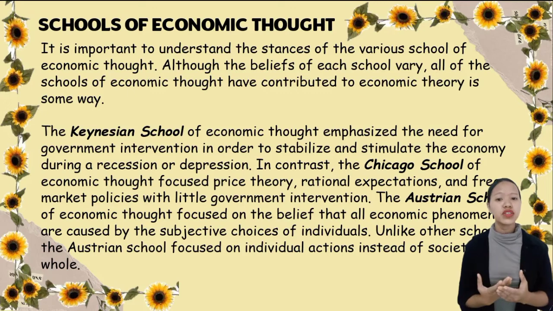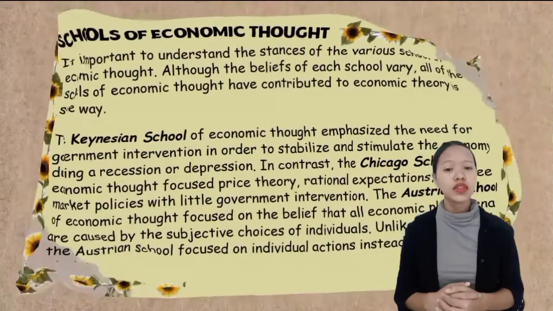And then the Austrian School of Economic Thought focused on the belief that all economic phenomena are caused by the subjective choices of individuals. Unlike other schools, the Austrian school focused on the individual actions instead of society as a whole. So that will be all for my discussion.